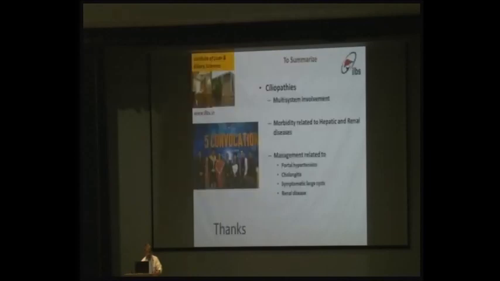So to summarize, ciliopathies have multi-system involvement. The morbidity is related mainly to hepatic and renal disease, and the management is related to portal hypertension and cholangitis, or like in polycystic liver disease, it is related to symptomatic large cyst, and also to the renal disease.